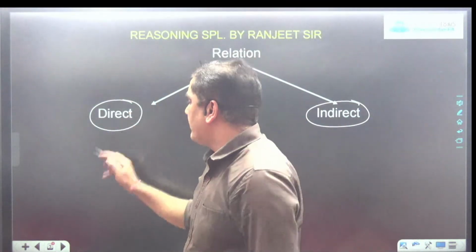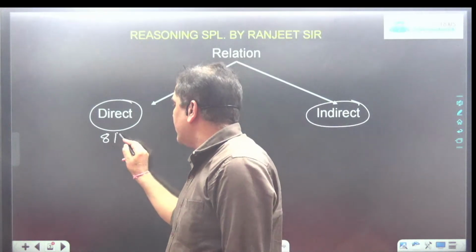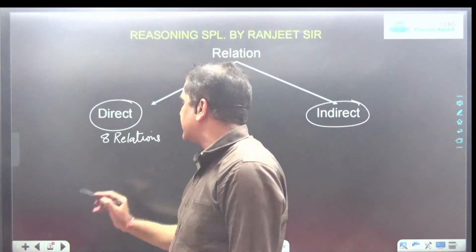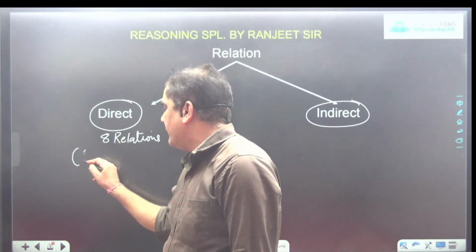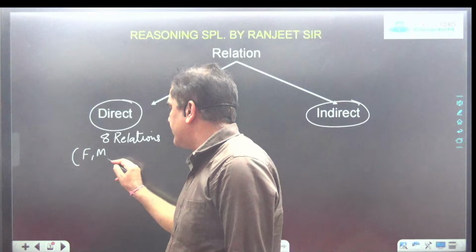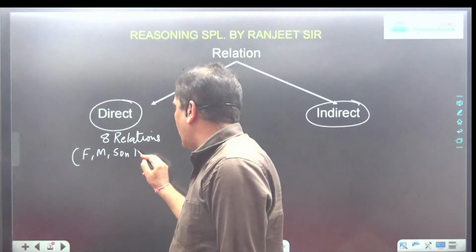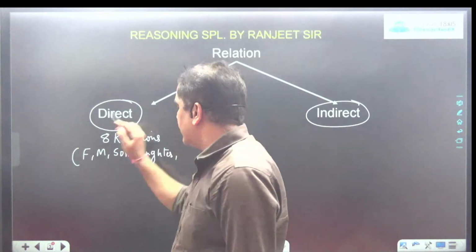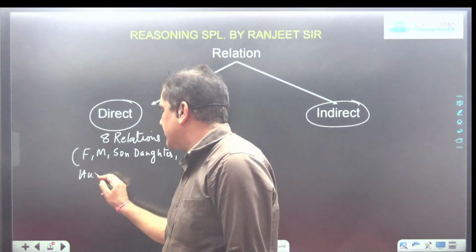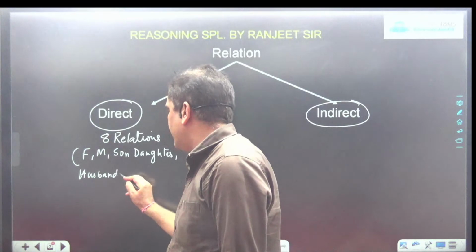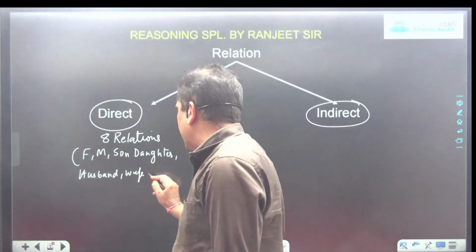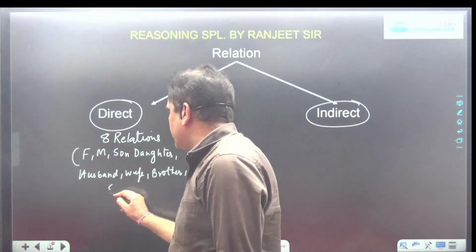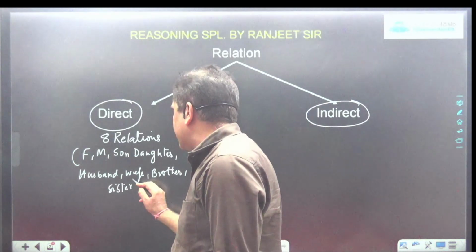Direct always has 8 relations. Whenever we talk about direct, there are always 8 relations, and these 8 relations will be father, mother, son, daughter. Next comes husband, then wife, then brother, and then sister. So these will be the 8 direct relations in the family.